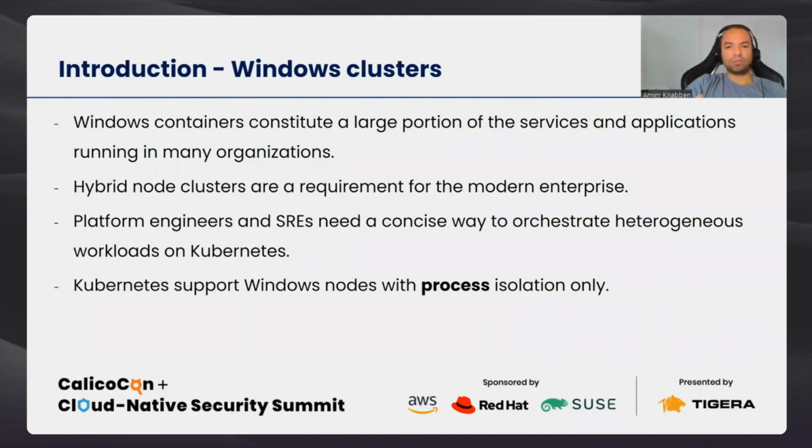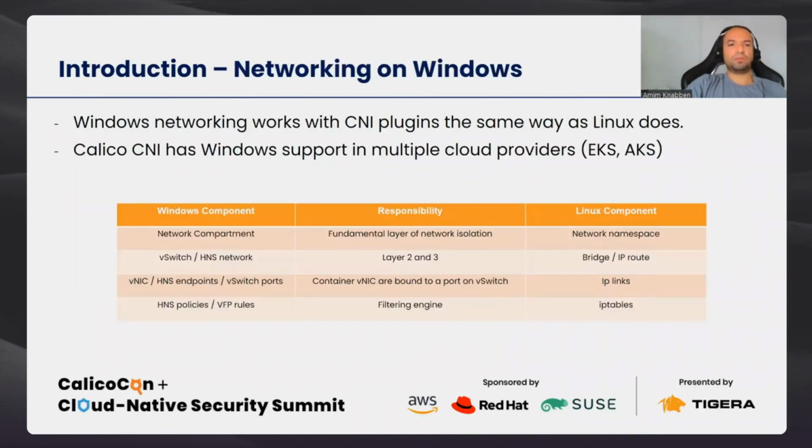Kubernetes supports Windows nodes with process isolation only. Hyper-V is still not supported upstream. Networking on Windows works the same way as CNI plugins run on the Linux box. The Calico CNI has Windows support in multiple providers, AKS and EKS, for example.